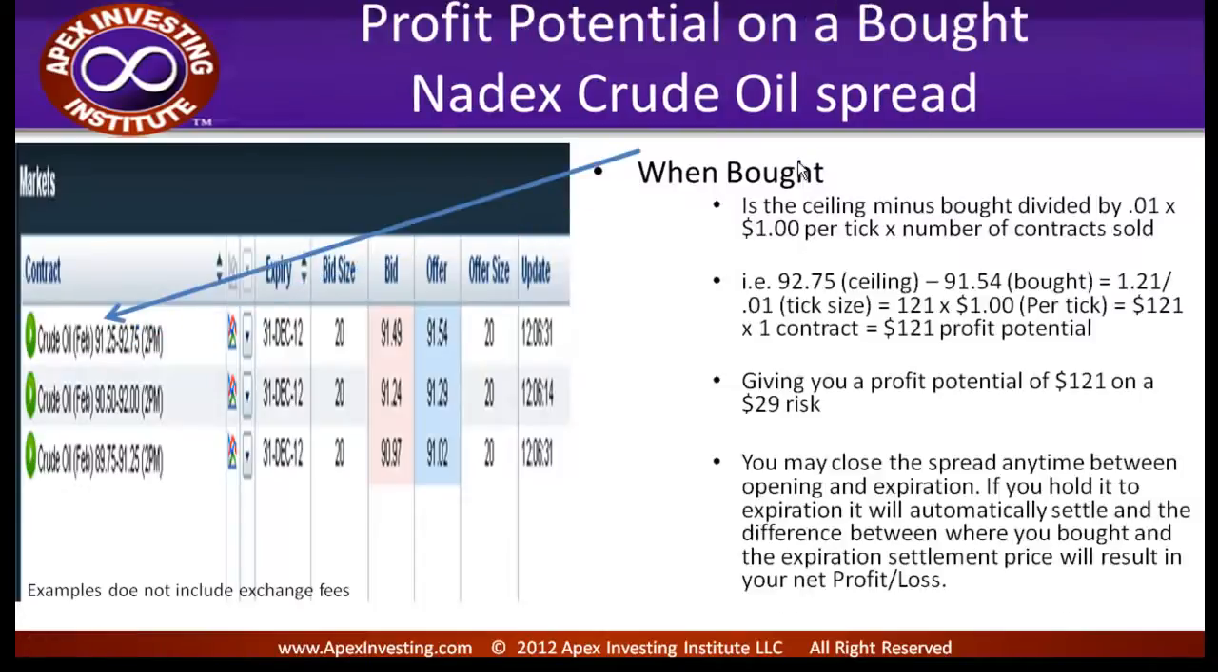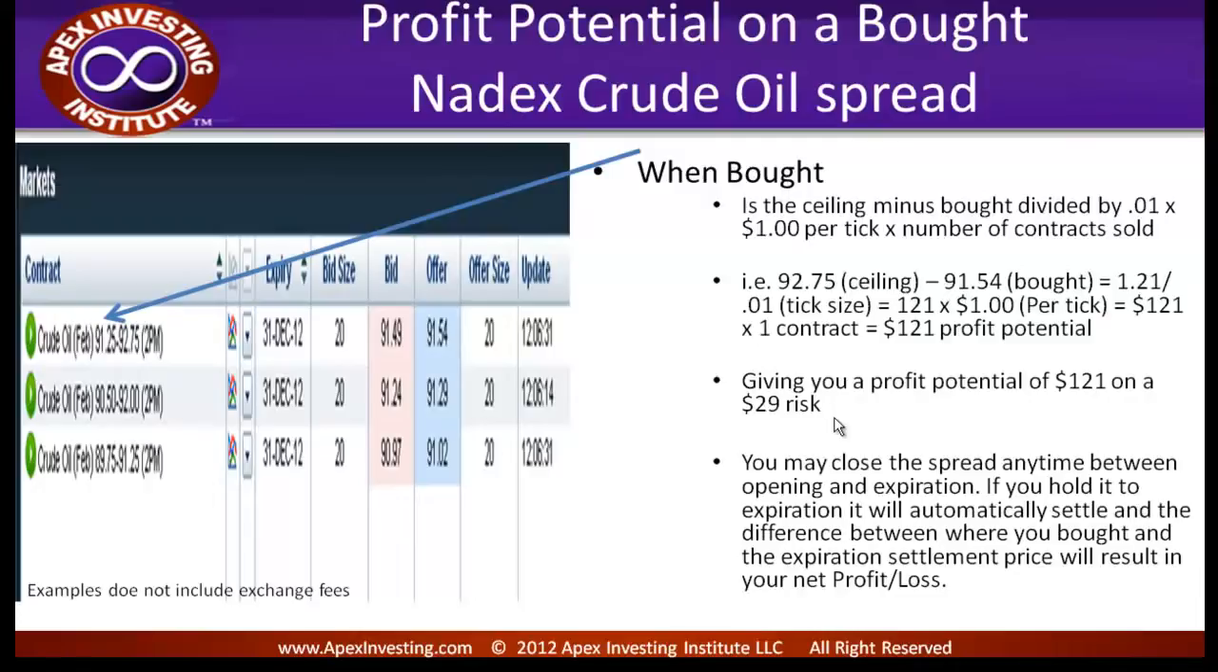For the profit potential of a spread, what we do is we take the ceiling, which is $92.75, and we subtract from it the bought price, which is $91.54, and we divide that by 0.01. So $92.75 minus $91.54 is $1.21. Divided by 0.01, the tick size, gives us 121 ticks. And then we multiply that times $1 per tick, and we get $121 times the number of contracts, in this case 1. It's $121 profit potential. So this gives you the profit potential of $121 on a $29 risk.